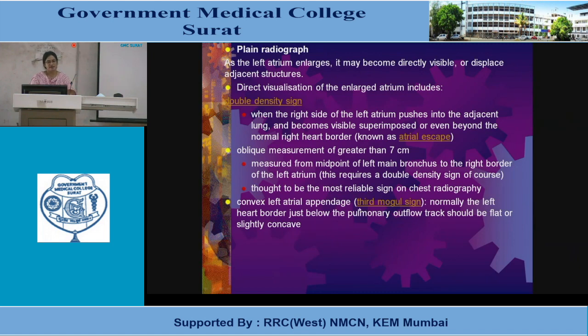Convex left atrial appendage is known as the third Mogul sign. Normally the left heart border just below the pulmonary outflow tract should be flat or slightly concave. If it is projecting outside, that means the left atrial appendage is enlarged. That means the left atrium is enlarged.